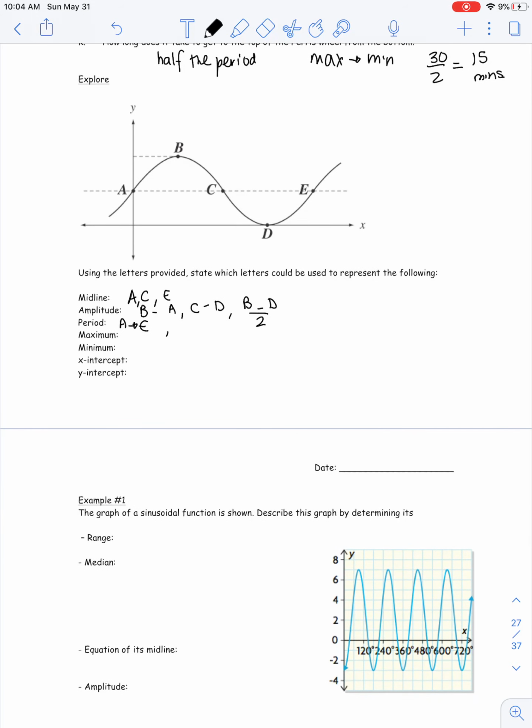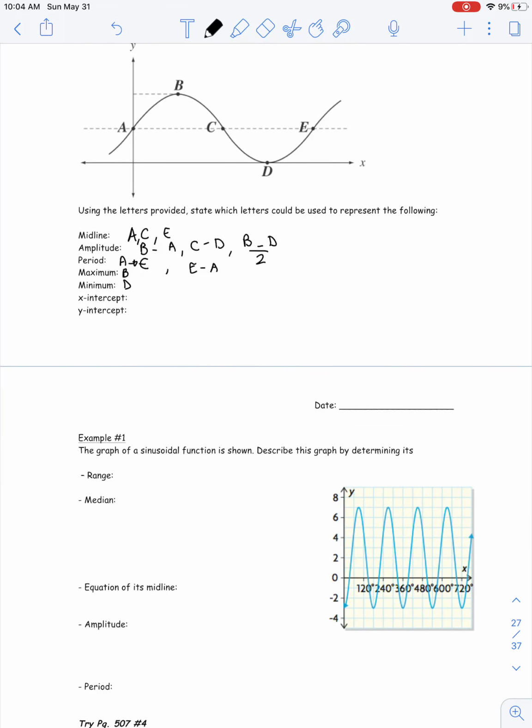So a way of calculating that is if you took your x coordinates from E and subtracted the x coordinates from A. So that's just showing you how to actually calculate it. You subtract between the two. Your maximum is at B. Your minimum is at D.